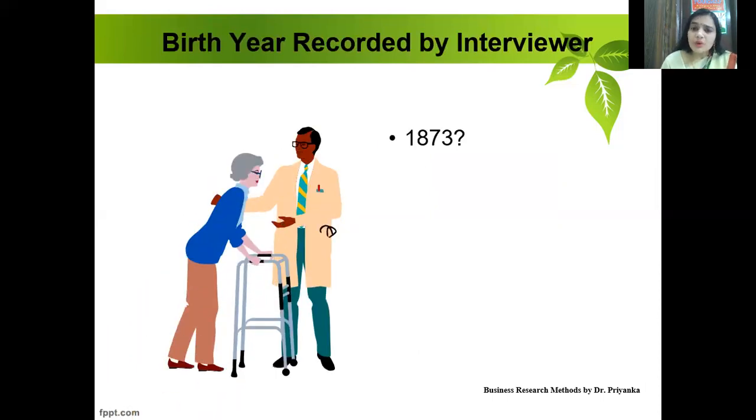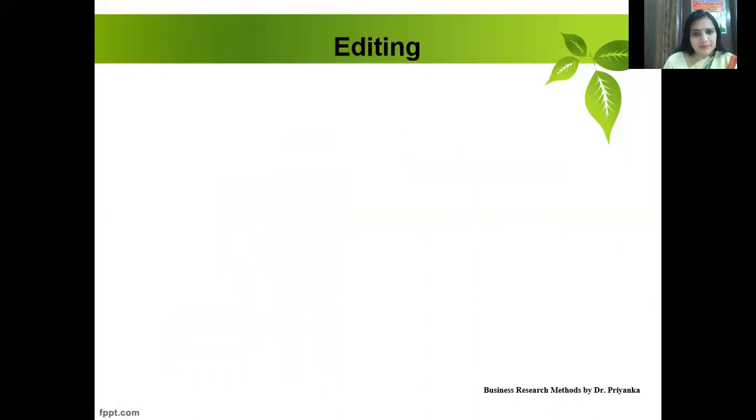Yes, this is one of the examples of data editing. Birth year recorded by the interviewer may be 1873, but actually it was 1973, right? In that case, it's very simple. You would not find a person who was born in 1873 these days. If you find, you will easily recognize and remember it. But otherwise it must be 1973 rather than 1873. So these are little corrections which are to be done in the process of data editing.